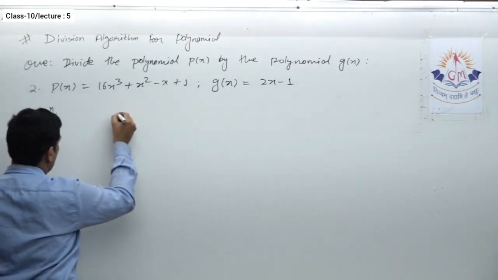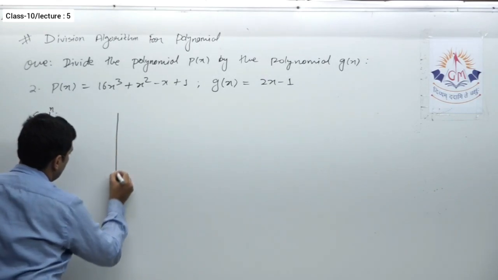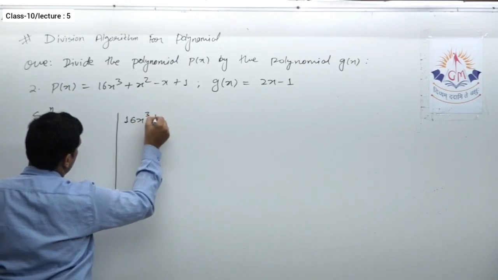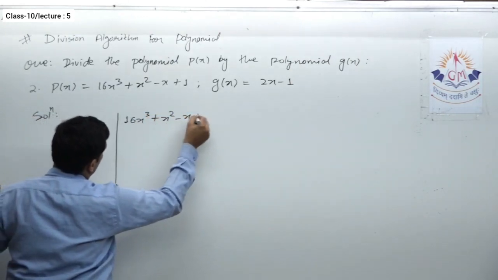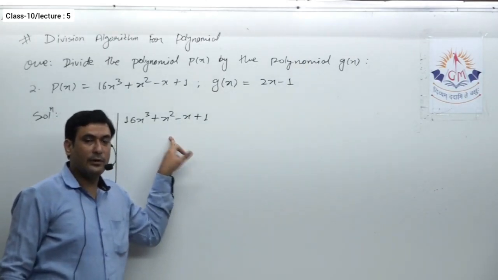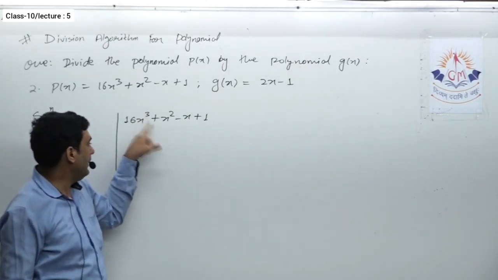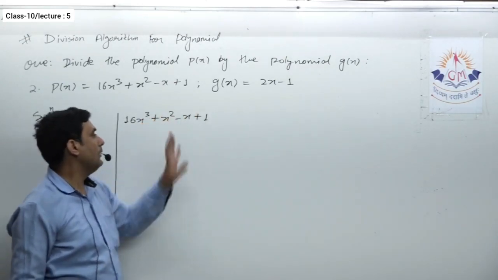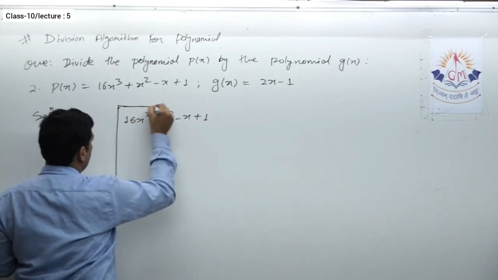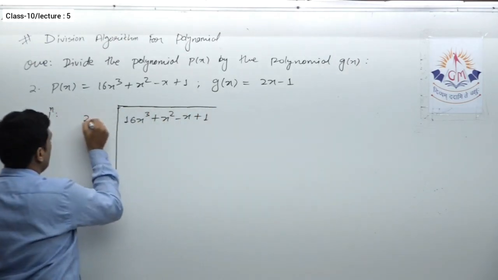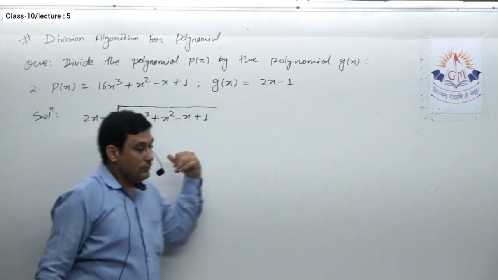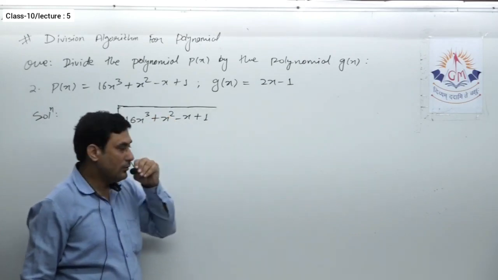That means first of all I'll draw this skeleton. Here I write the dividend polynomial 16x cube plus x square minus x plus 1, keeping in mind that these must be in the decreasing order of the power of the variable. Yes, it is in that format, 3, 2, 1, 0. Here again this is in that form, 2x minus 1. So now we'll start finding the terms of the quotient polynomial.